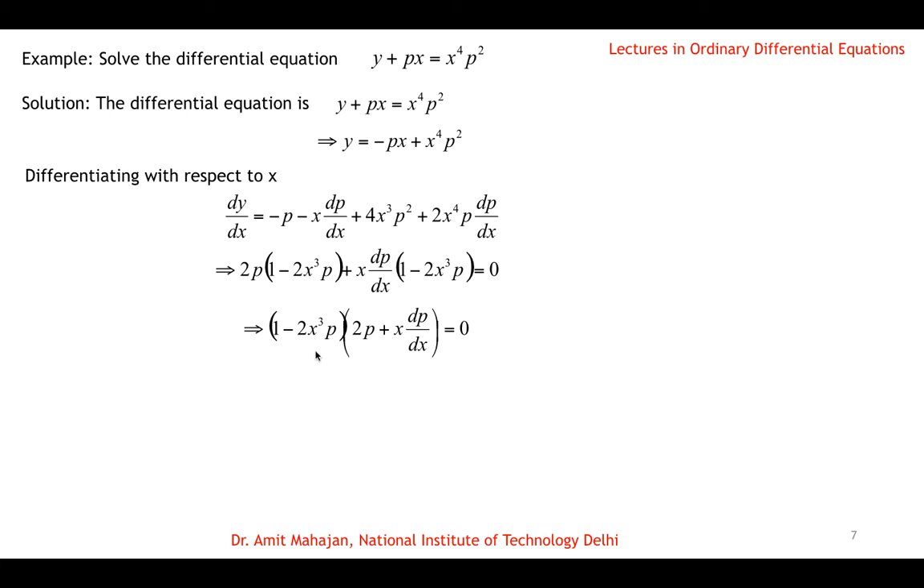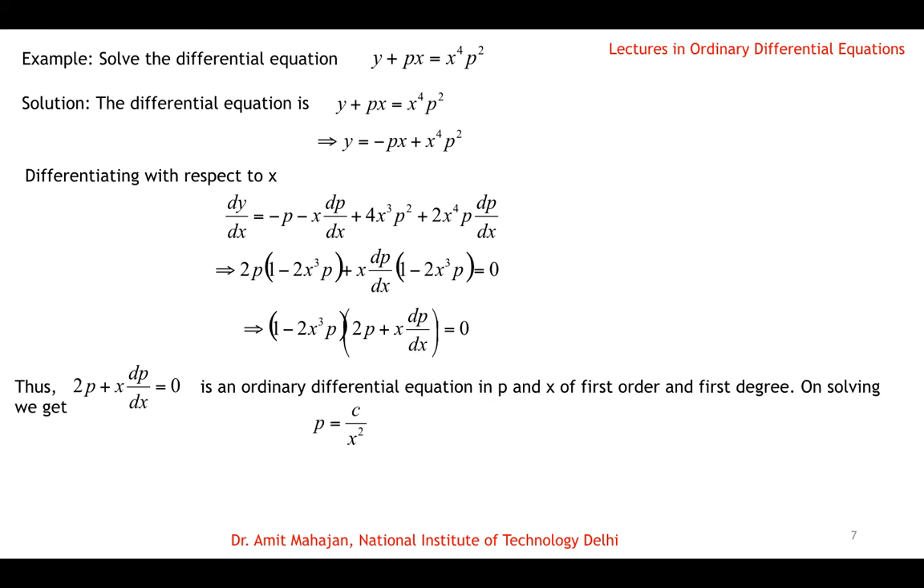So it will always end up as a product of two terms on the left hand side, in which one is the differential equation in p and x, and the other is a simple polynomial equation in p. So we'll use this differential equation in p and x, and we'll solve this differential equation for a solution. So we'll put 2p plus x dp by dx equal to 0 and solve that to find a solution. So 2p plus x dp by dx equal to 0 is an ordinary first order first degree differential equation in p and x.